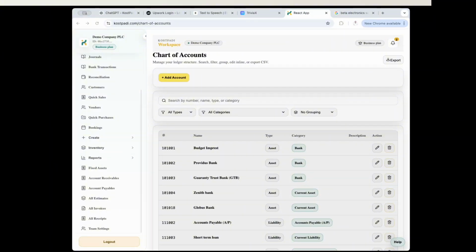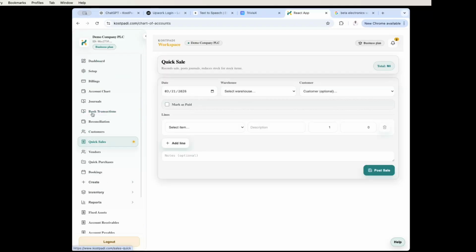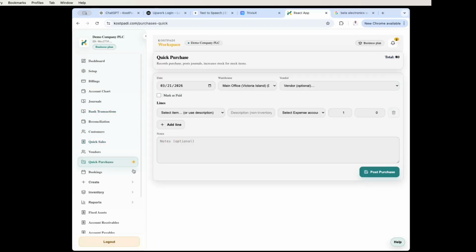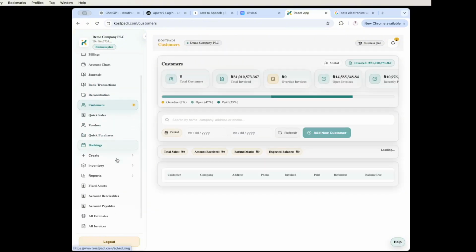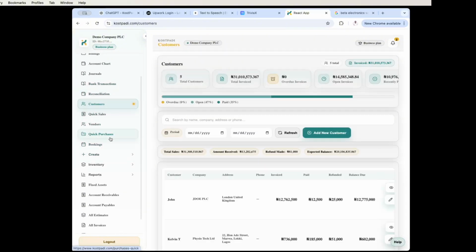The process begins with normal business activities. Examples include selling a product to a customer, purchasing inventory from a supplier, paying rent or salaries, receiving payment from customers, purchasing equipment. These real-world activities are what generate financial transactions in your business.